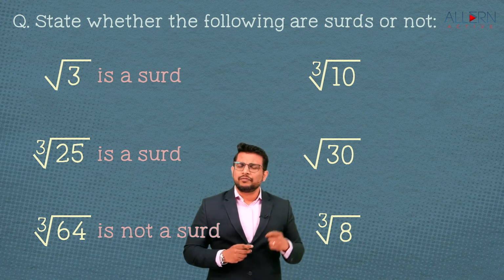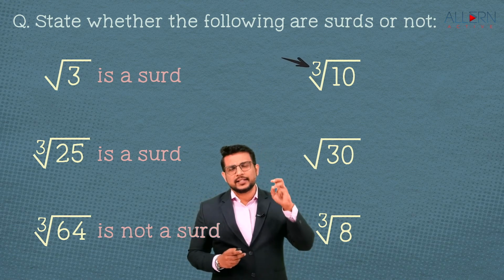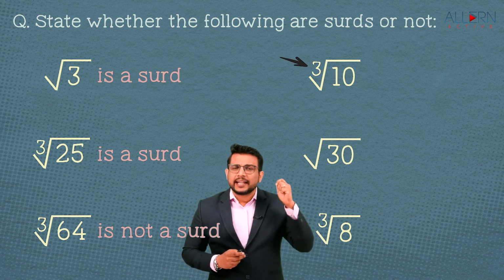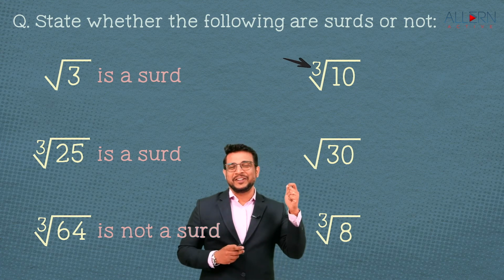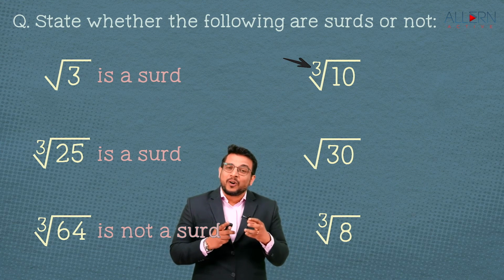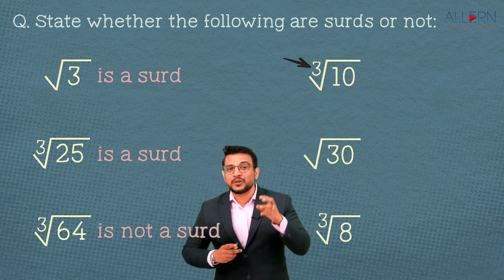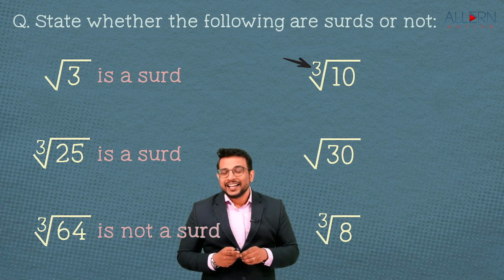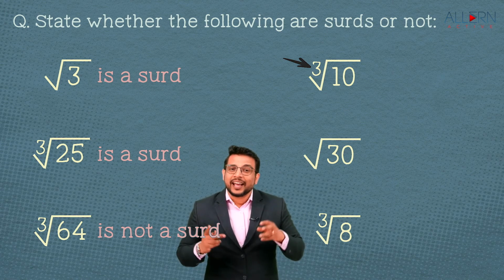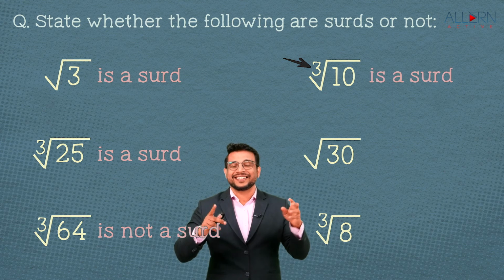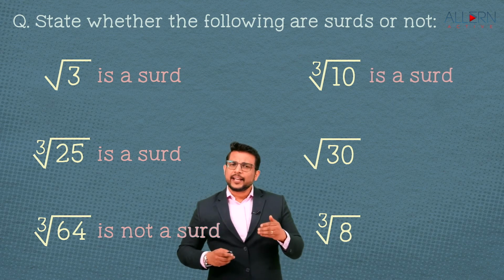What is that? Cube root of 10. The order there is a natural number greater than 1. The radicand here, 10, is a positive rational number greater than 1. And the entire expression, cube root of 10, is going to be an irrational number. That means it is a surd. Isn't that easy? Let's look at the next one.